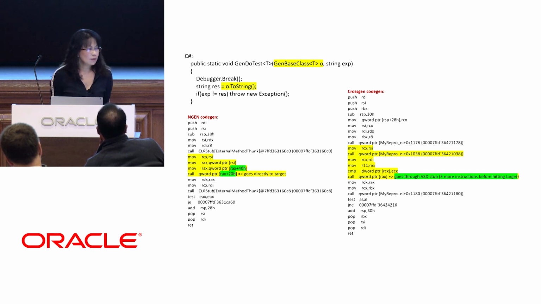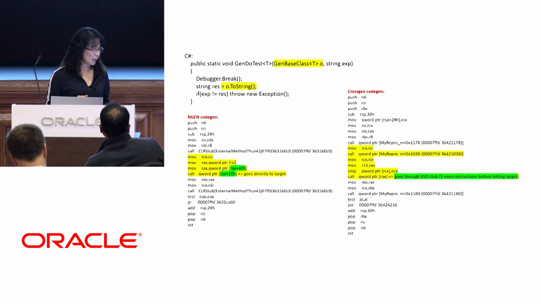This example gives you a taste of how much scale back we do. This is just a simple function. What we are trying to do is receive an O, a generic-based class T, and we are just trying to invoke two string methods on that O. If you look at the generated code on both sides, NGEN is on your left and CrossGen is on your right. The highlighted one in green is where it matters.